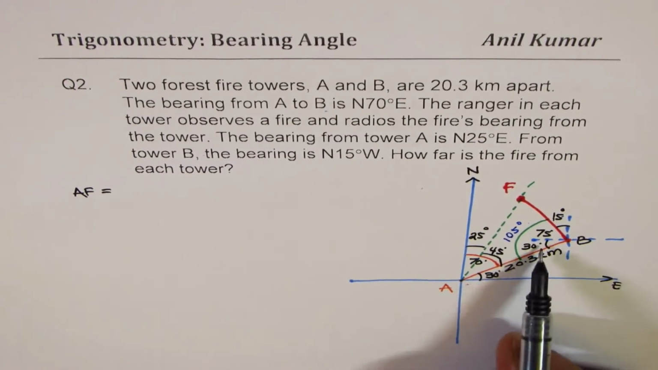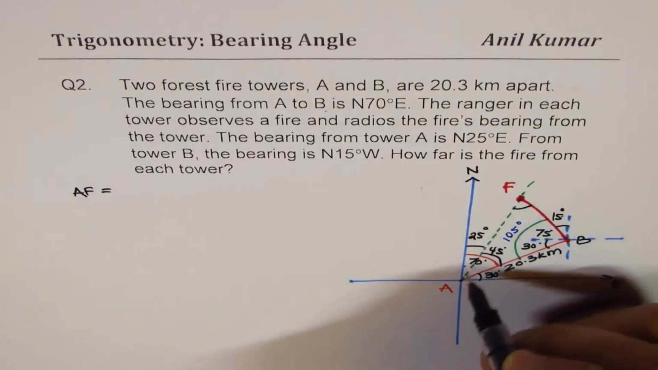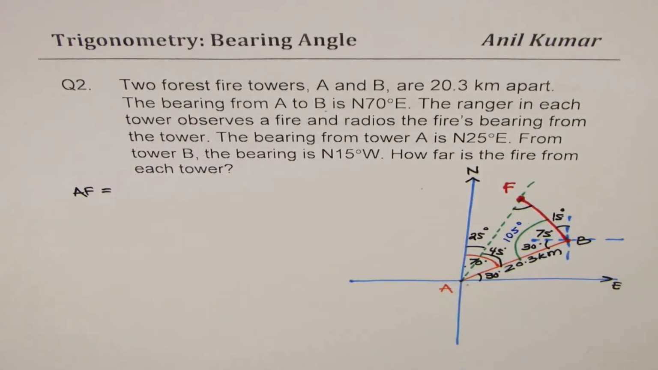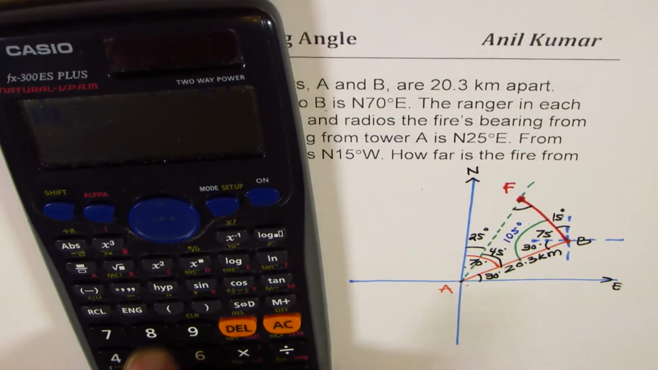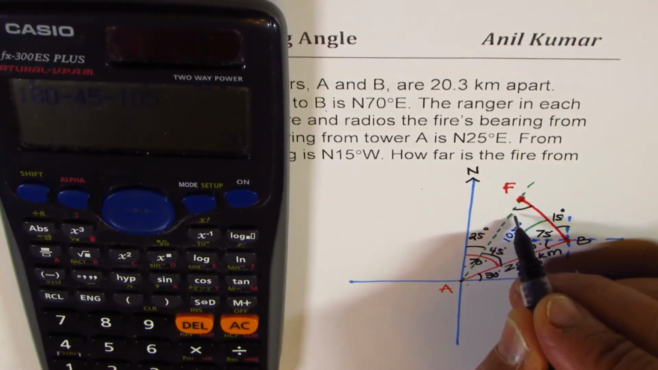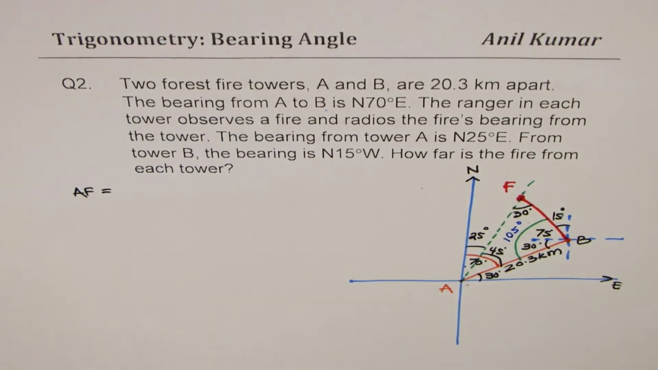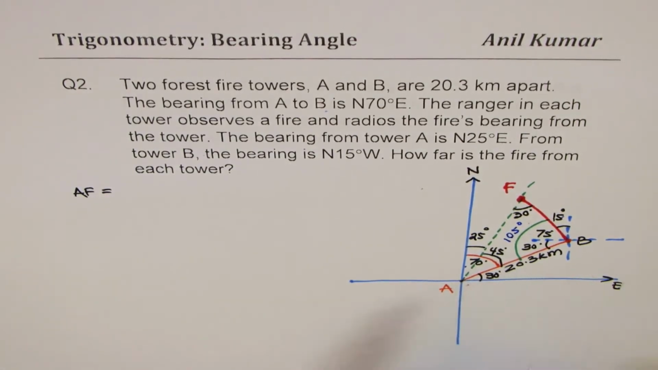So what we know here is almost all the angles. We can get the third angle also. Sum of these angles is 180. So we'll do 180 minus 45 minus 105, and that gives us 30 degrees. So all three angles are known with one side. We can apply the sine law.